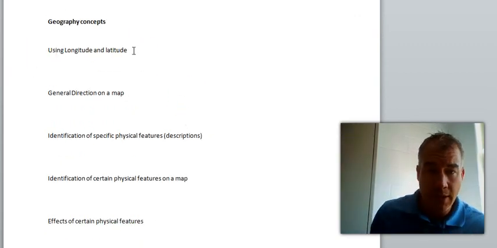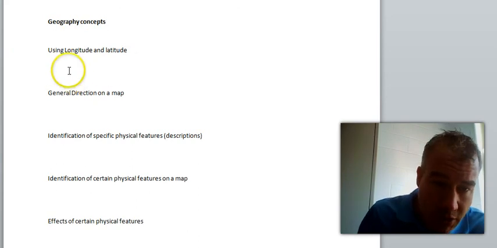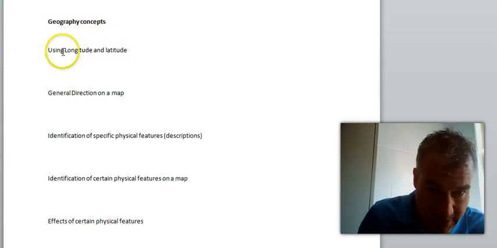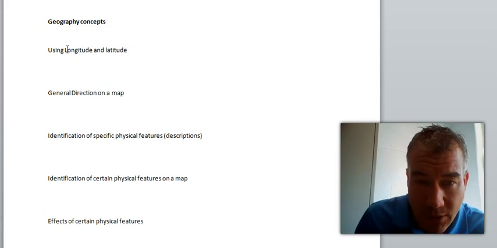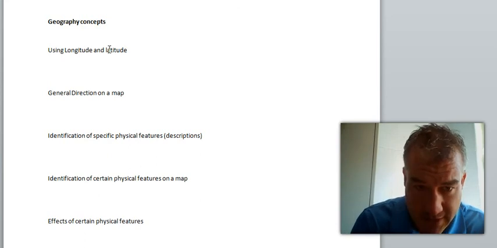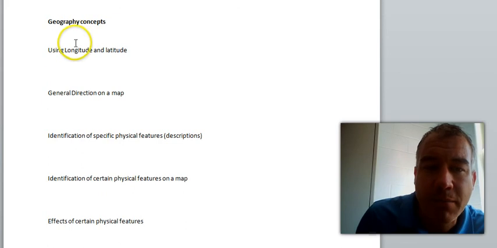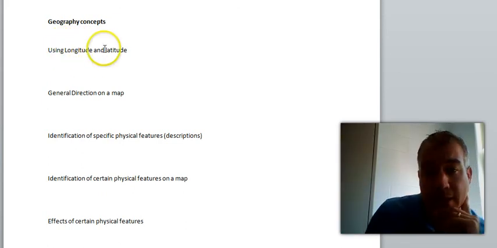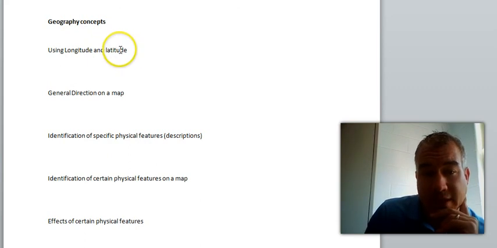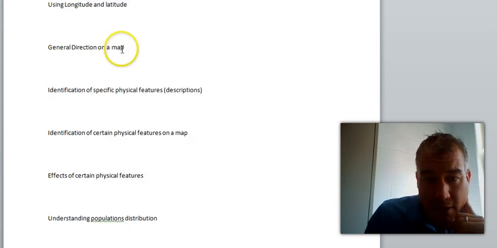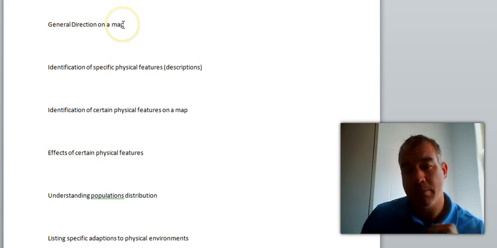Using longitude and latitude, understand that lines of longitude run north and south, but they measure east and west. And lines of latitude run east and west, but they measure north and south. An easier way to remember this is that longitude gives us an idea of time zone, where if you move east or west, we realize that time is going to be different. However, moving north and south gives us a better idea of temperature, and those lines of latitude help us understand that.